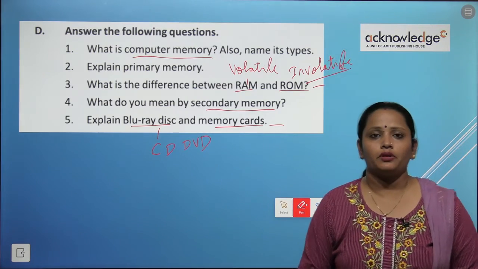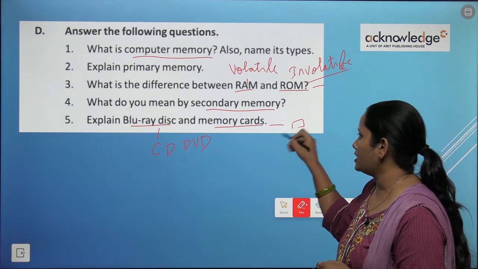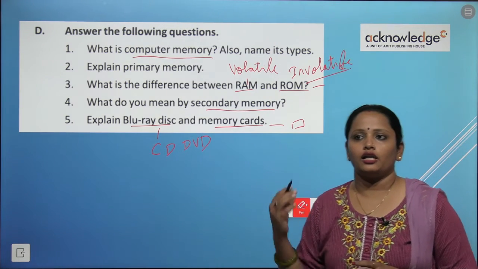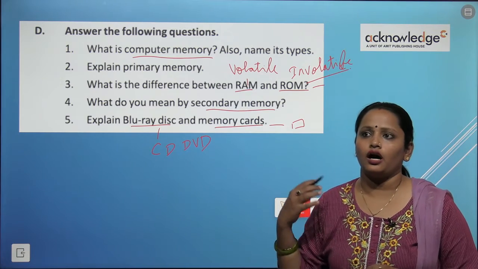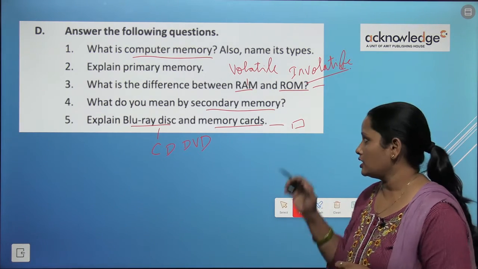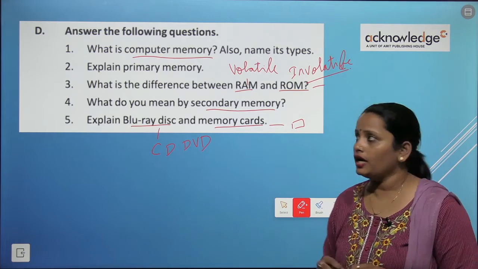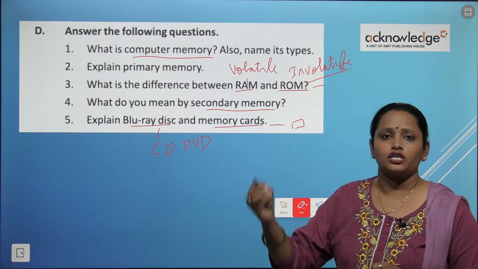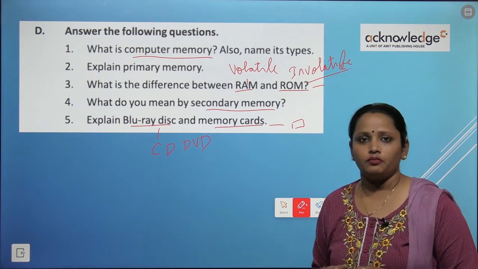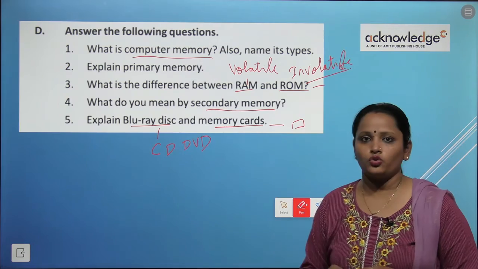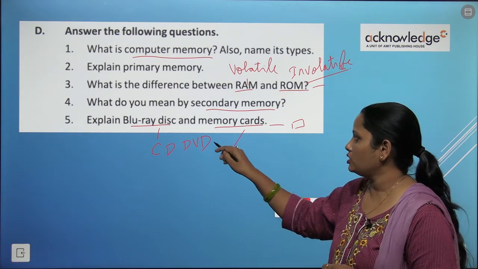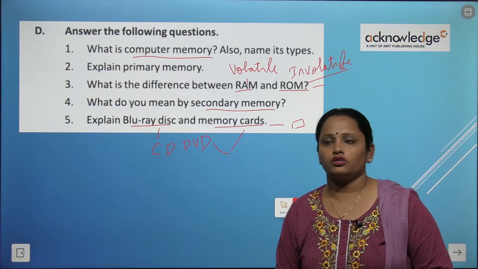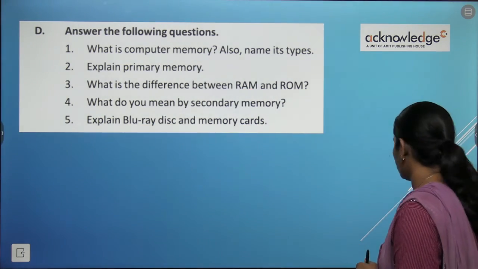Similarly, there is a memory card which is very small in size and it can be used in our smartphones, in our laptops, and in other electronic devices. It is used for storing the data, and whatever data we have stored in our memory card can be transferred to a computer and saved there. So these two come in the secondary memory. So children, this was the explanation of this.